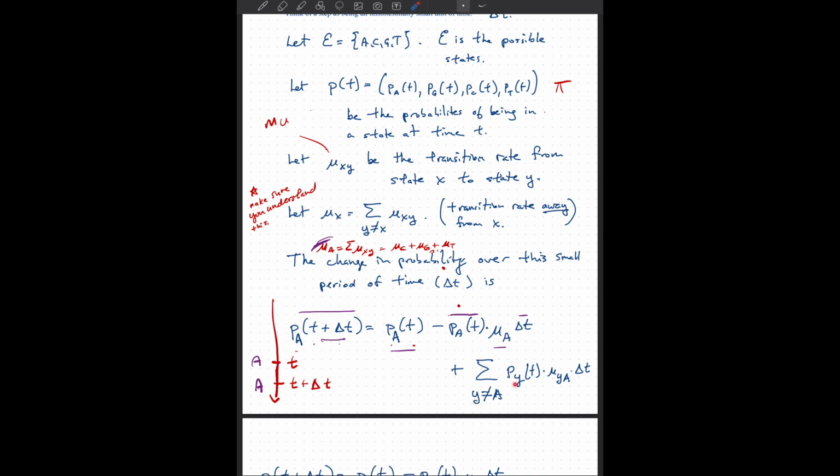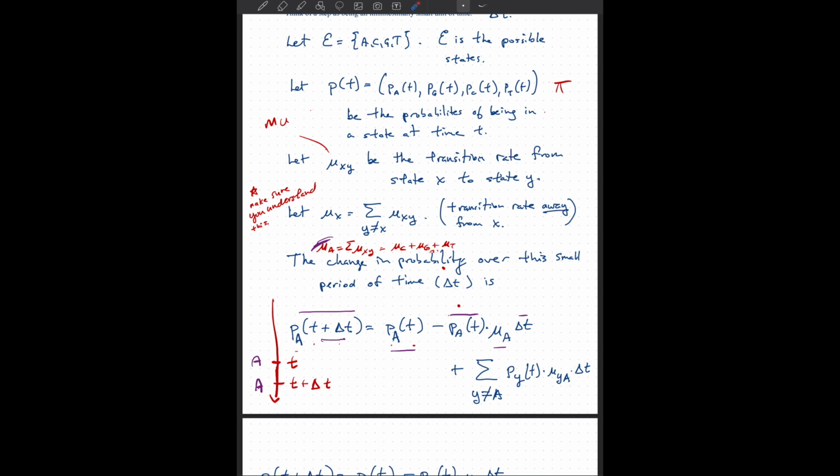I need to sum the probability that I was in that state at time t, but then I left state Y and entered state A over that small time period. I sum these because there are 3 different independent events. Y could be C, G, or T, and the probability of C, G, or T is described by this part. And then this is the probability that I went from C or G or T to A, over that time interval.